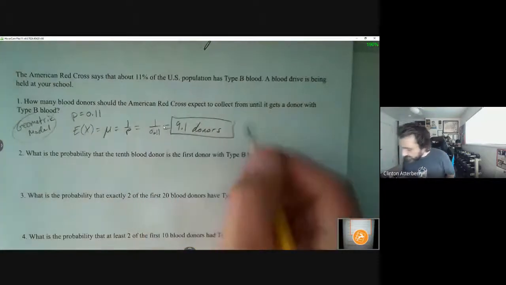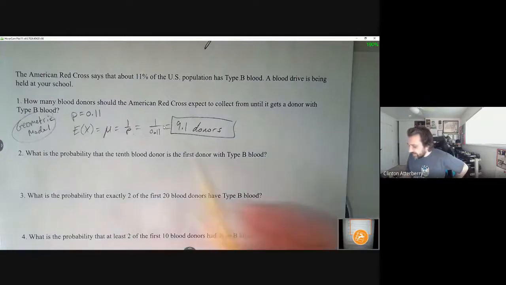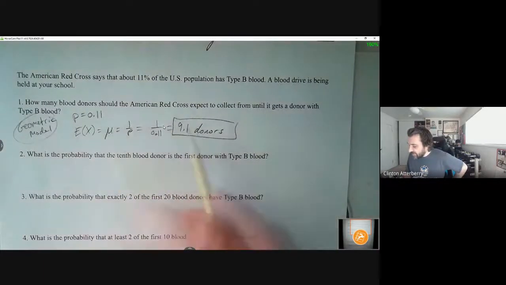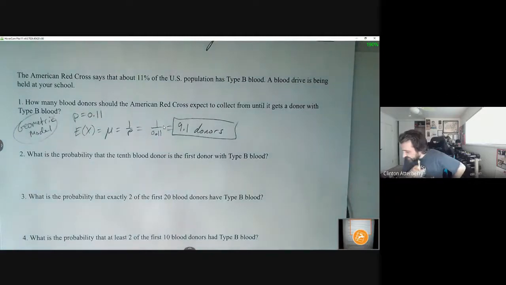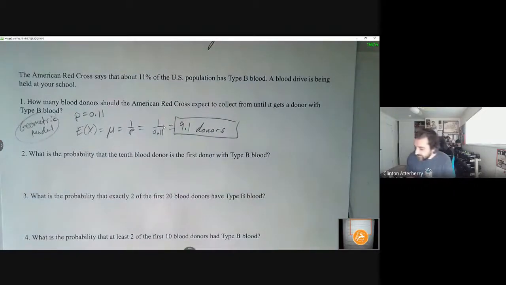So on average, whenever they go to a location, whenever they're doing a blood drive, maybe at our school or something, they would say, hey, we would expect on the 9th donor that might be our first time getting somebody to get a type B blood person. So you got to imagine there's other blood types with higher levels than 0.11, right, than 11%. And so they might be found first, but they say by the 9th donor, you should have your first person with that information.